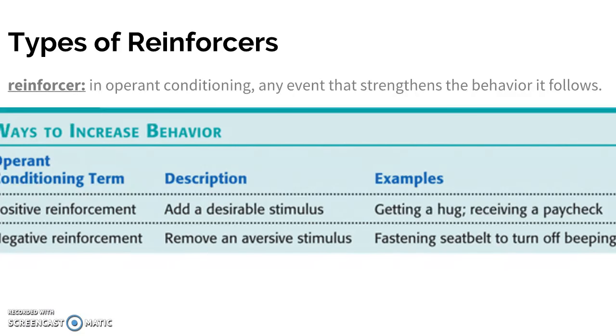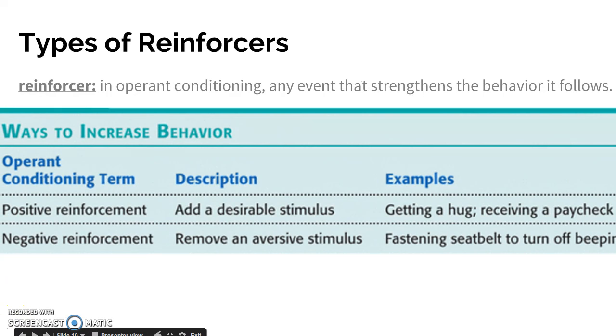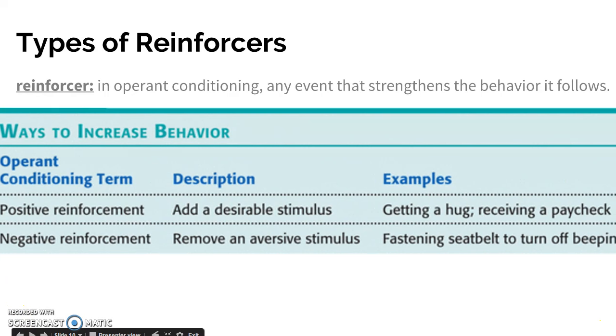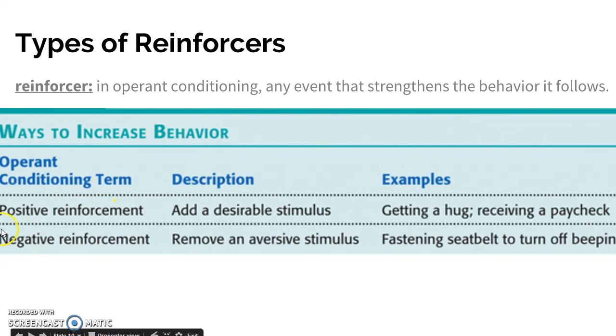Now, I want you to jot down this chart. This says operant conditioning. And it's a little cut off here, I realize. Let's see if I can move this. Okay. I want you to copy the chart exactly like you see it.